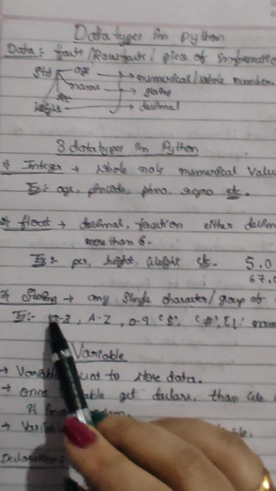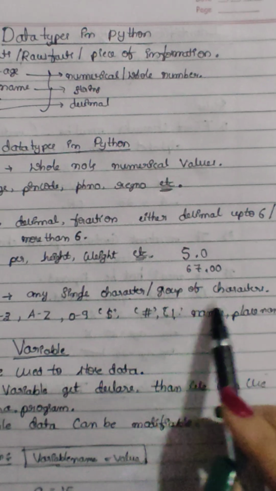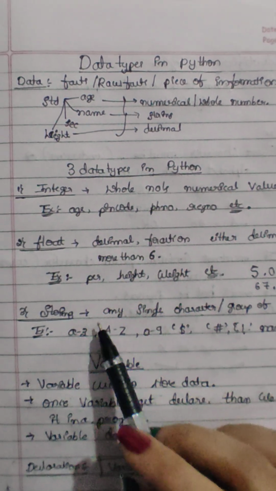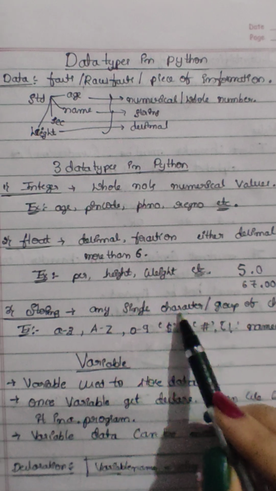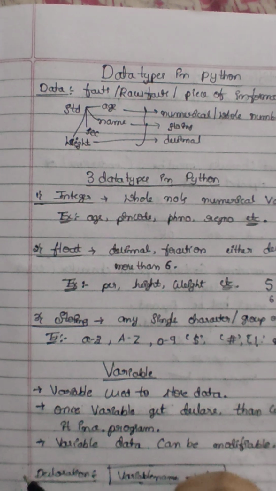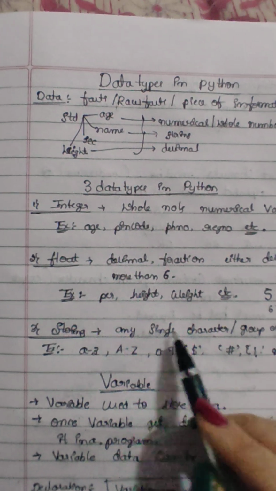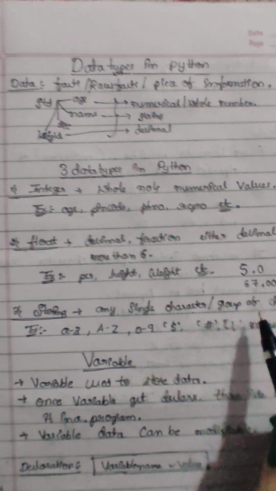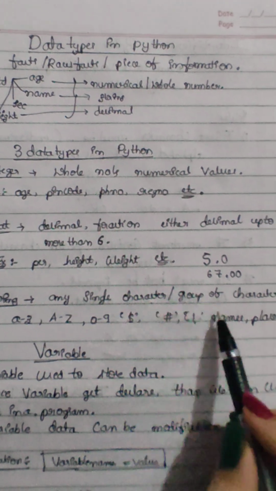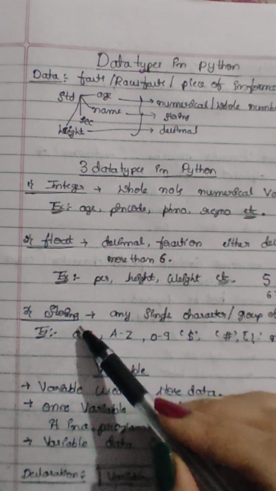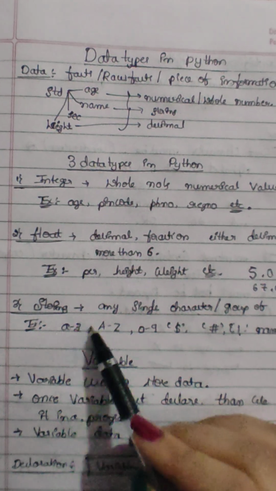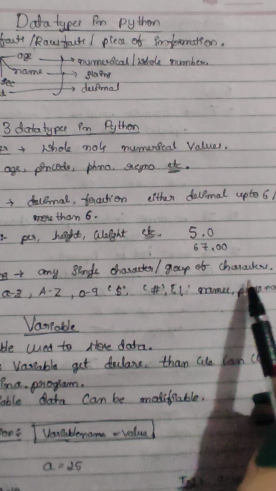Then coming to the string data type, any single character or a group of characters we can call a string. But in C programming, any single character we can call a char data type, and a group of characters we can call a string data type. In C, a single character belongs to char, a group of characters belongs to string. But in Python, a string can hold any single character or group of characters, because in Python we don't have a character data type. In string only we are going to store a single character and groups of characters.